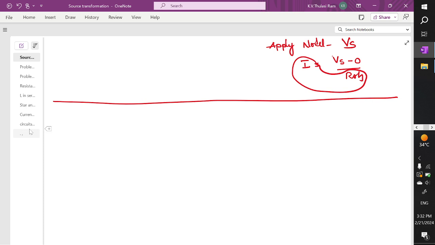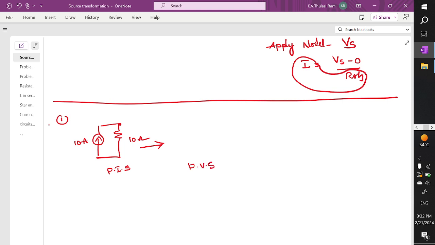Problem number one: convert the following current source into a voltage source. This is the current source given to us. The resistor given is 10 ohm and the current is 10 amperes. We are asked to convert this practical current source into a practical voltage source.